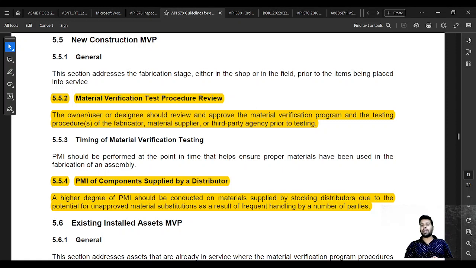PMI of components supplied by the distributor. A higher degree of PMI should be conducted on material supplied by stocking distributors due to the potential of unapproved material substitutions as a result of frequent handling by a number of parties.